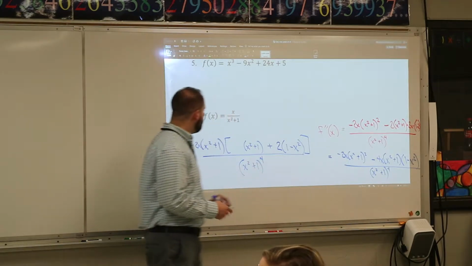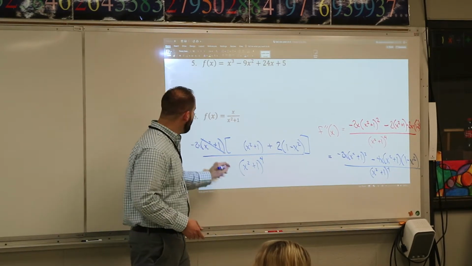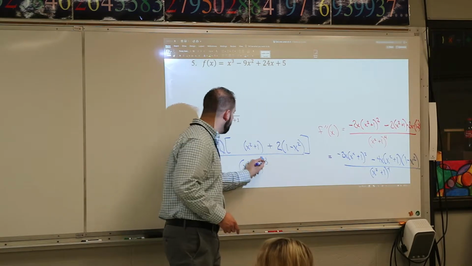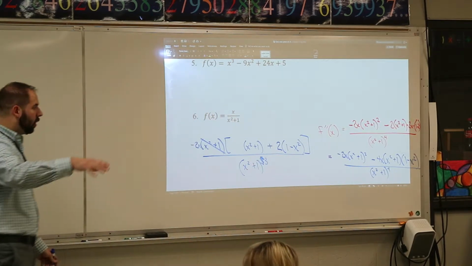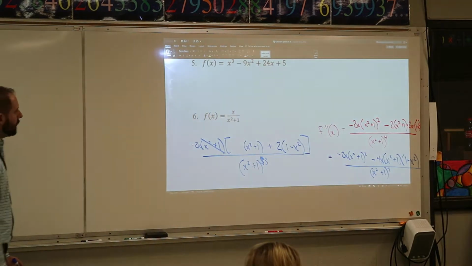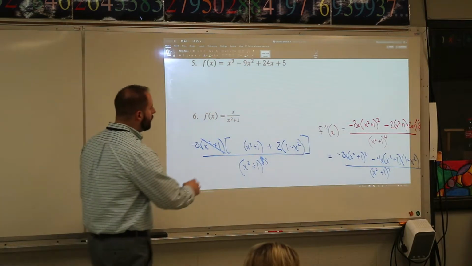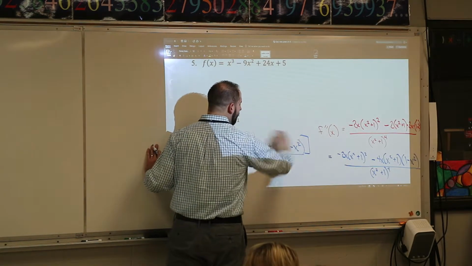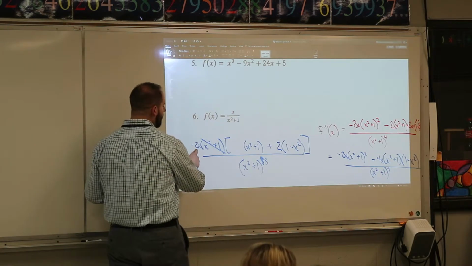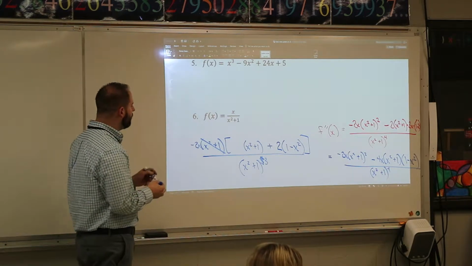At this part, these can cancel, so I can make this a 3, because one of those would go away. And so what I'm left with is this part, and I can simplify that. And I have the negative 2x out front, so figuring out the inflection point.